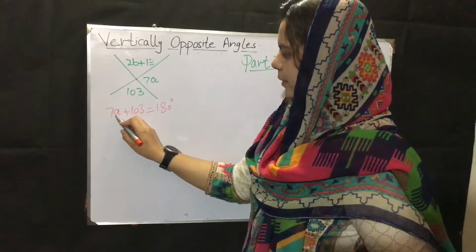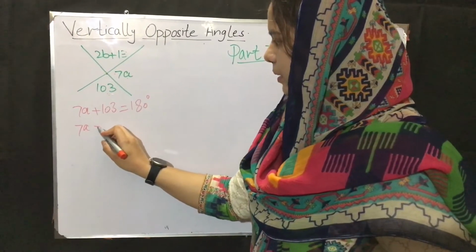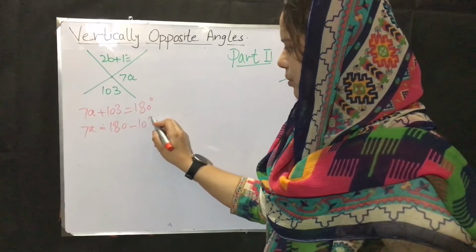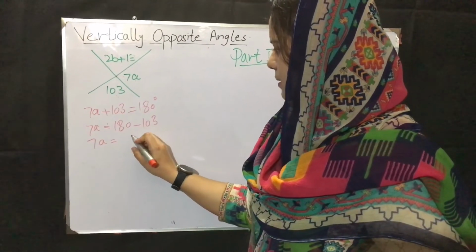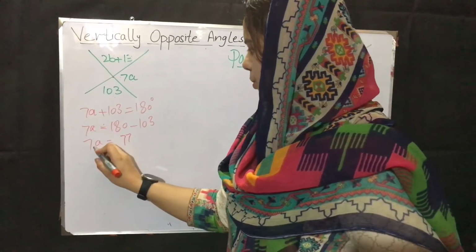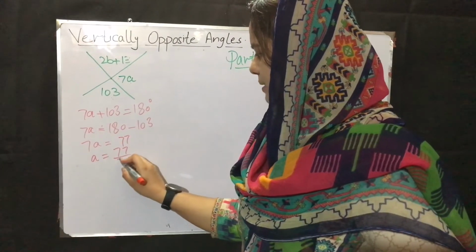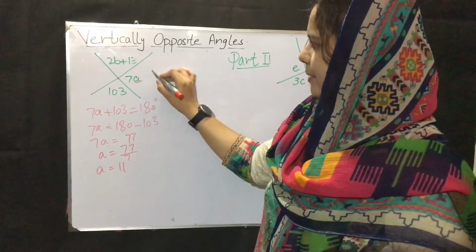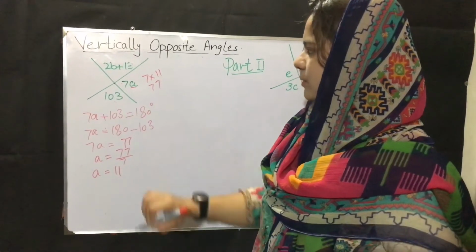We have to find the value of a, so we will take 103 on the other side. 7a is equal to 180 minus 103. 7a equals 77, since 10 minus 3 is 7 and 7 minus 0 is 7. So we'll take 7 on the other side. 77 divided by 7, a value is 11. So if a value is 11, this angle is 7 multiplied by 11, 77.